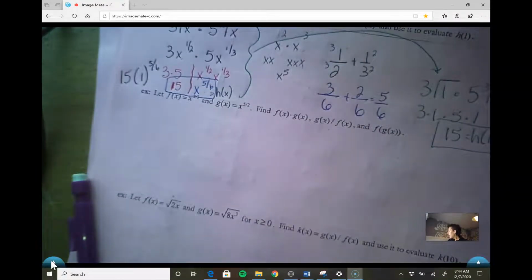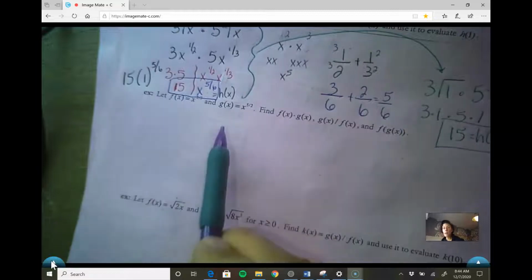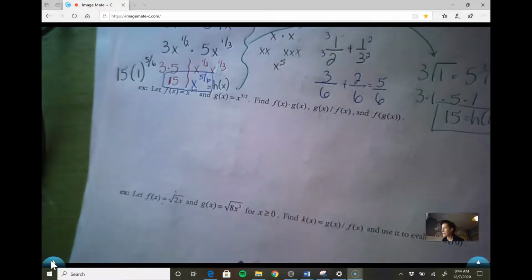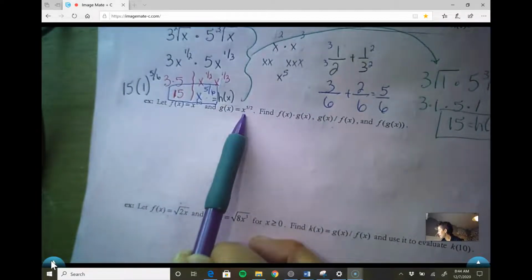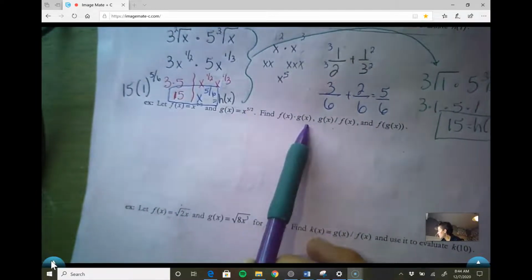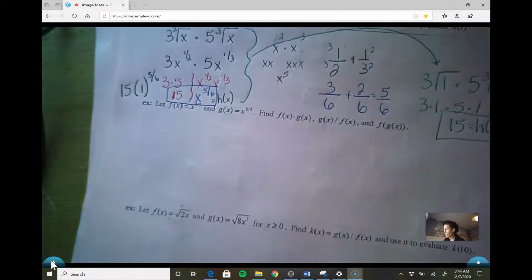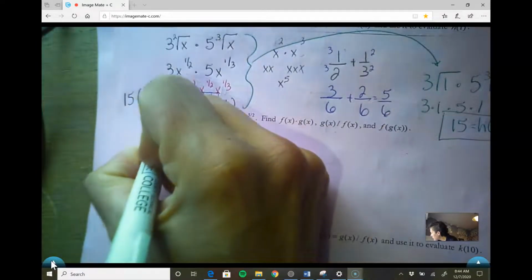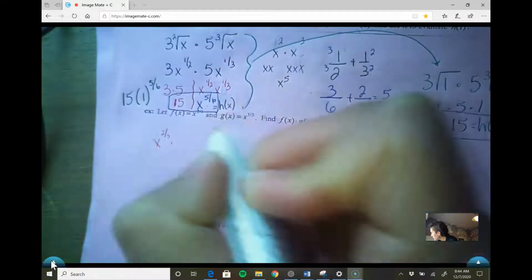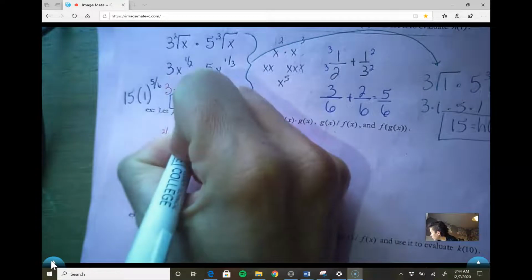Okay? All right, let's try this next one, and then we're going to finish the last one together as a class. So we've got f of x, which is x to the 2/3, g of x, which is x to the 5/2, and we're supposed to multiply them, divide them, and then do a composition function. So let's multiply them first. So again, x to the 2/3 times x to the 5/2.